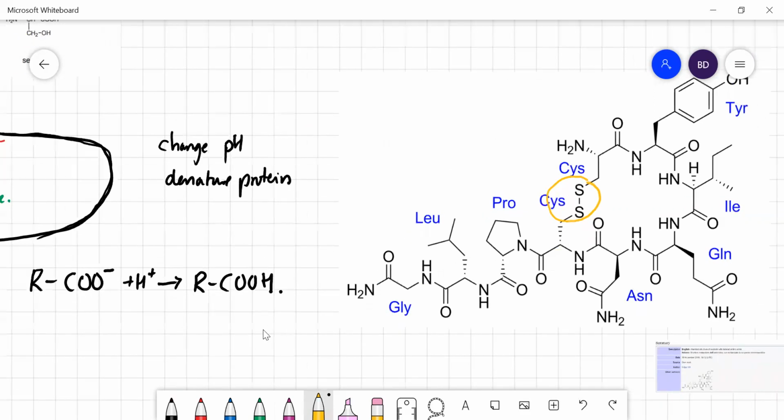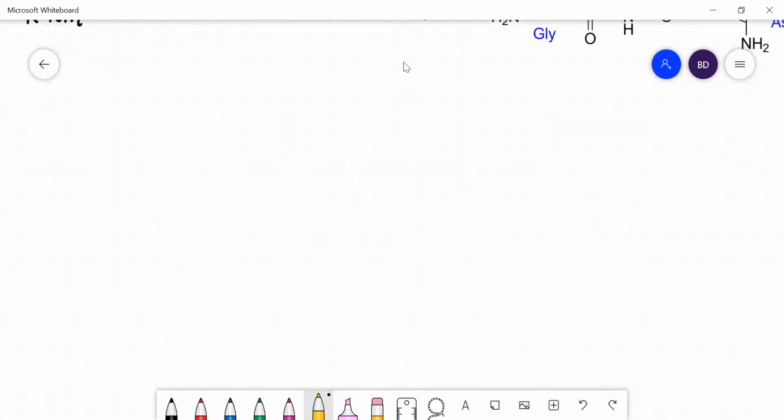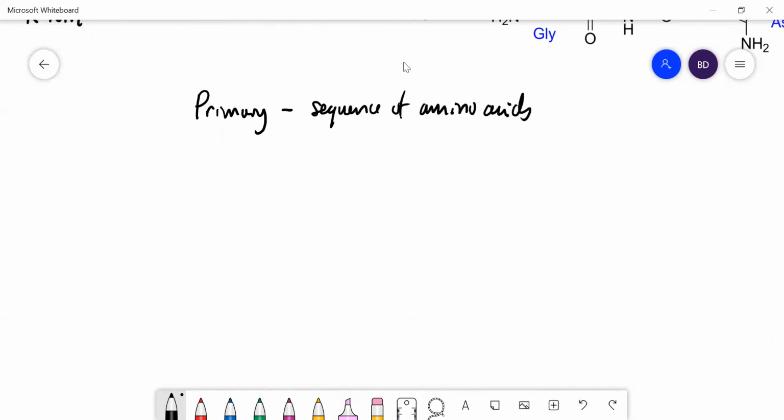Right, just to summarize that then. We talk about the primary, the secondary, and the tertiary structure of proteins. Now, what we mean by the primary structure is just the sequence of amino acids. When we talk about the secondary structure, that's either the alpha helix regions or beta sheet. And that, of course, is held together by H bonds.